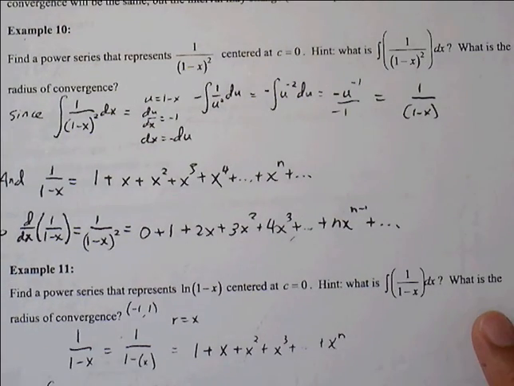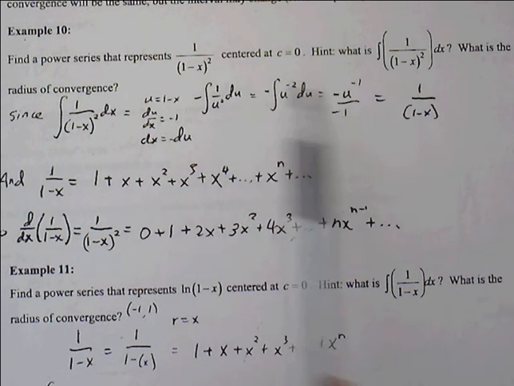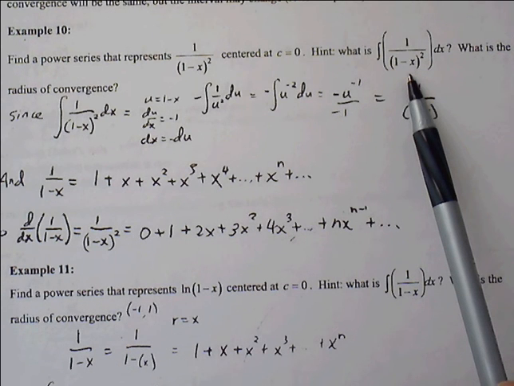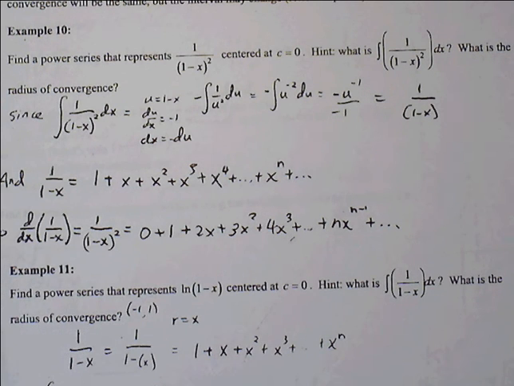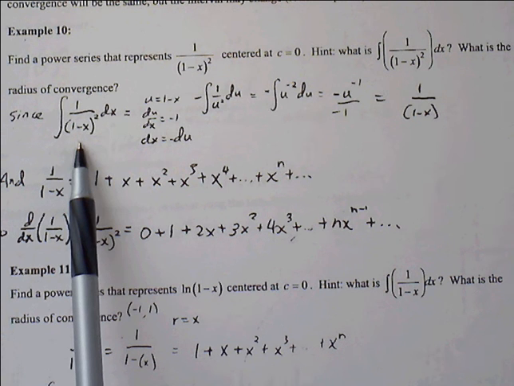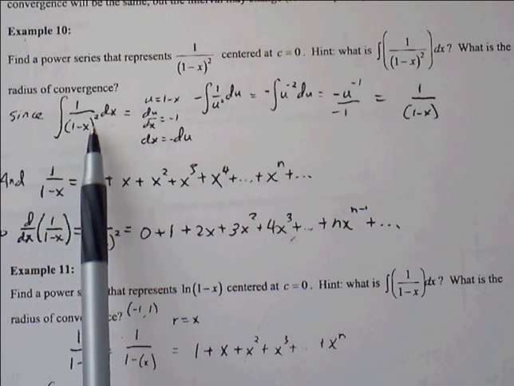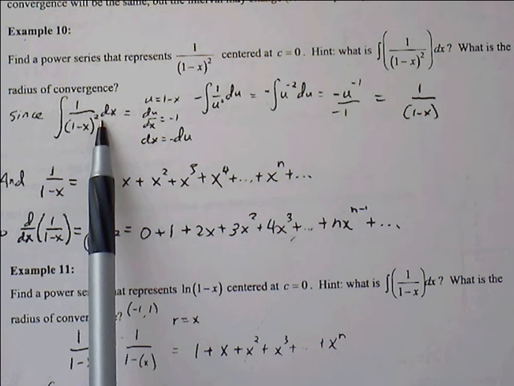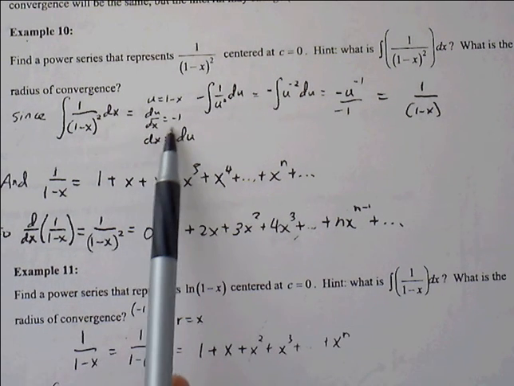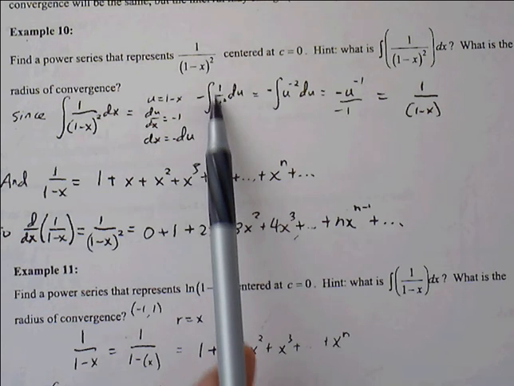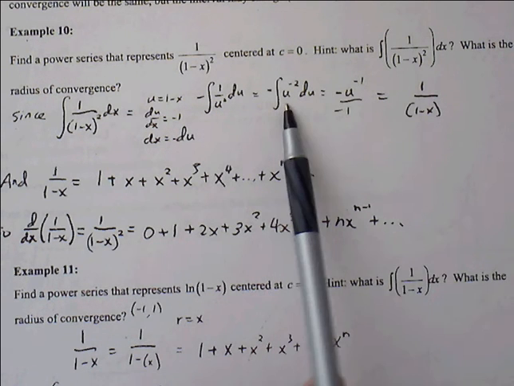Okay, two more examples here, examples 10 and 11. Find a power series that represents 1 over (1 minus x) squared. Hint: let's find out what the integral of 1 over (1 minus x) squared is first, and we can use that to help us. The integral of 1 over (1 minus x) squared, we can't expand using the power rule. We have to go through u substitution. If we let u be 1 minus x, the derivative is negative 1, dx is negative du, negative 1 over u squared, we can bring that up and use the power rule.